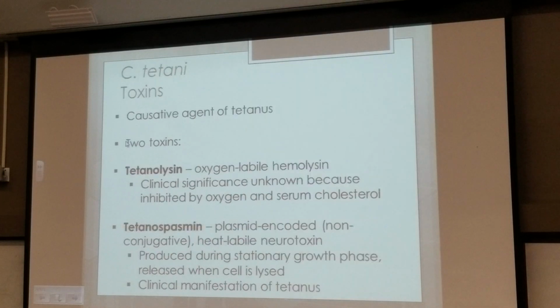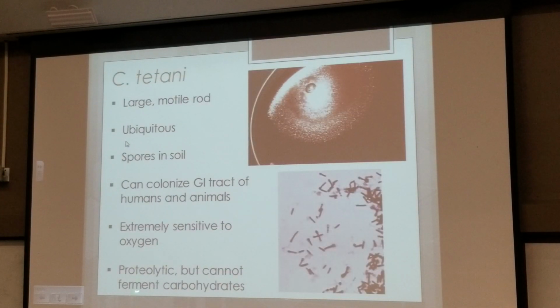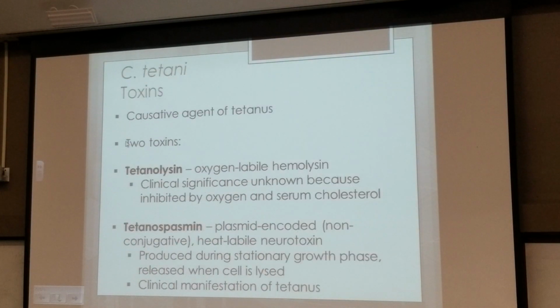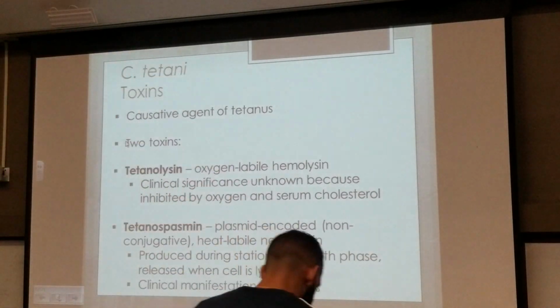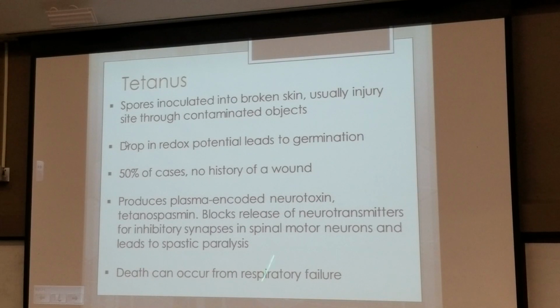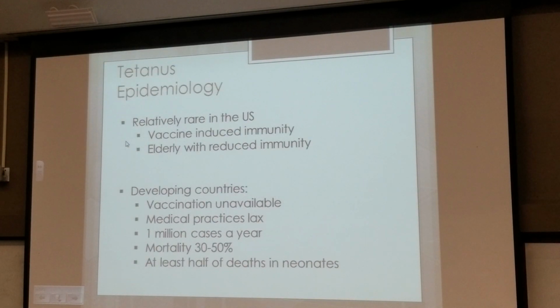You get like this film. Proteolytic, but don't ferment. So remember the 2 toxins. I want you to know what the 2 toxins are and what they do. How you get it? Obviously, most of the time through wounds. There's a slide up in a minute that goes through common entry wounds for tetanus and rare entry wounds for tetanus. Know which are the common entry wounds for tetanus.